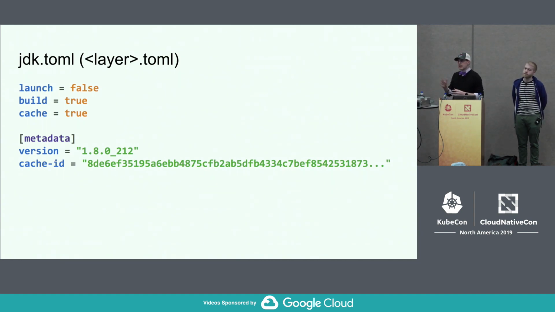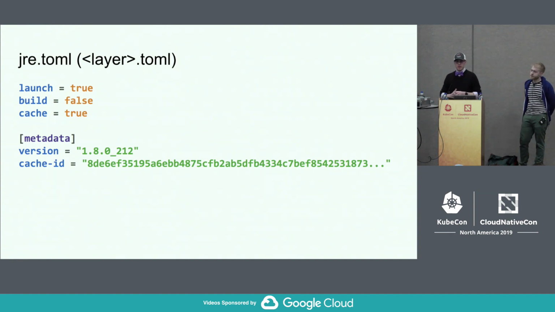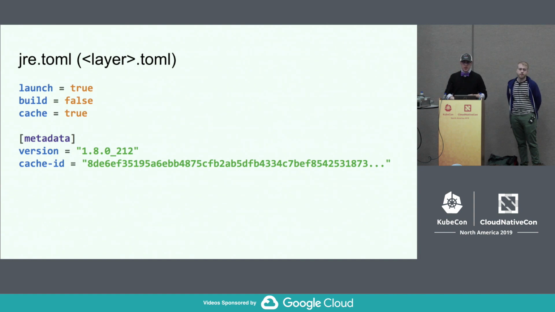We can also put some metadata in this file, like the version of the JDK that's been installed, and then we have a cache ID that allows us to just easily expire it. So if we compare that to the JRE toml, very similar, just has a different scope for launch. We do want the JRE in the final launch image, and we don't want it available to subsequent builds.